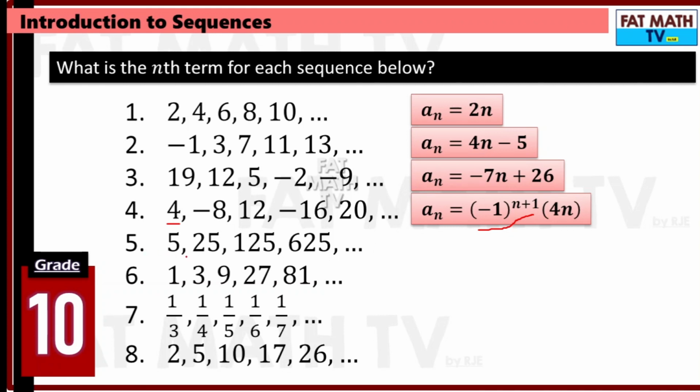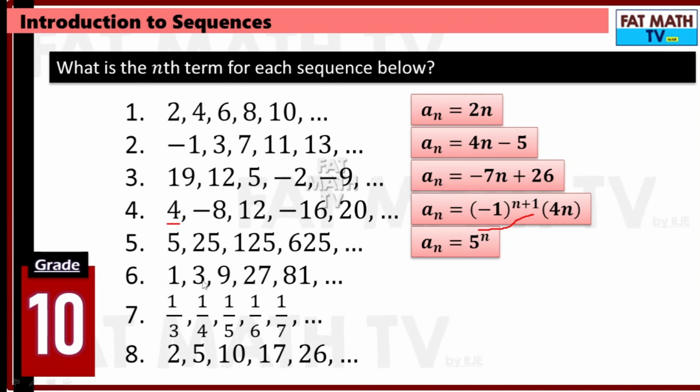Next, number 5: 25, 125, 625. What you can see is it's like times 5, times 5, times 5. So that has to be 5 raised to n. If n is 1, that's 5 raised to 1, 5. If n is 2, 25, and so on.